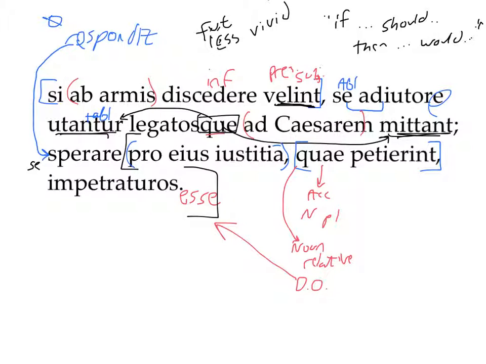Note the perfect subjunctive here, petierent, because it has that eri with the ending, right? All right. That's it for Book 5, Chapter 41. I hope it was helpful, and stay tuned for the next video, which is going to be Book 5, Chapter 42.